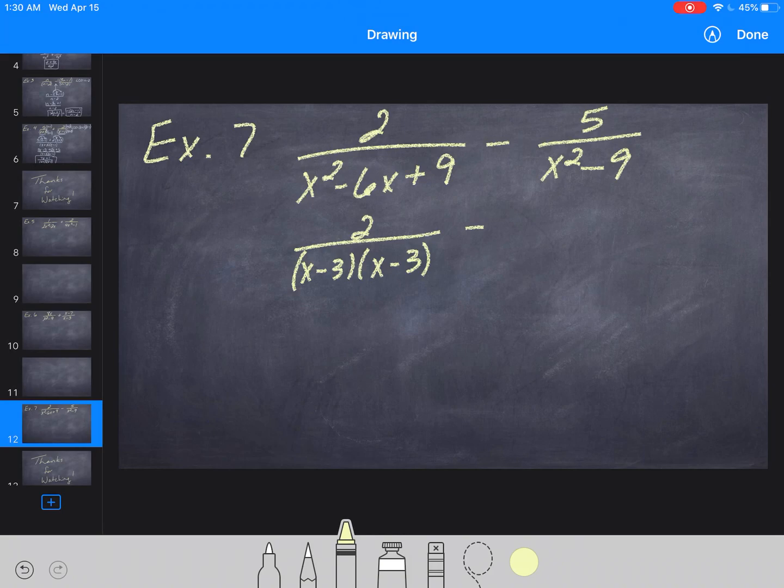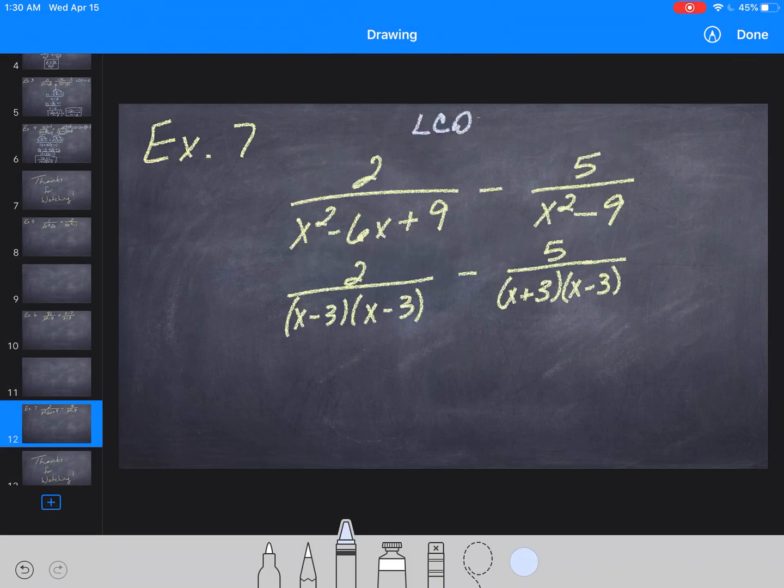I'm going to factor my second denominator using difference of squares. You can pause here while you factor. I end up with 5 divided by x plus 3, x minus 3. Now I'm going to get my least common denominator. Don't forget, for your least common denominator, every factor in your denominator must be taken care of. I have an x minus 3 in my first denominator, and I have that same x minus 3 in my second denominator, so I write it down one time. I have another x minus 3 in my first fraction that I do not have in my second fraction, so I must write down that factor.